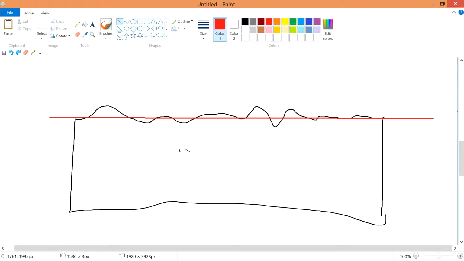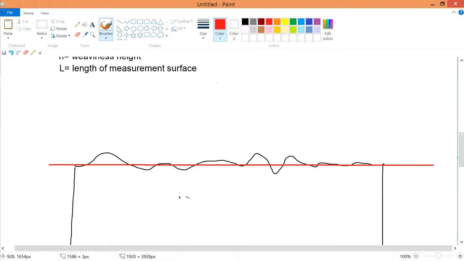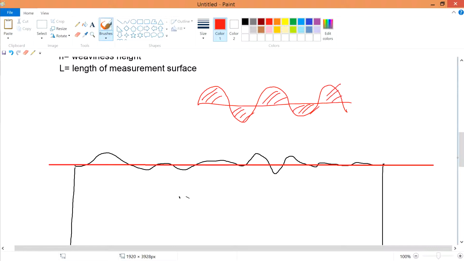Why center line average? Because imagine we have a sine wave. The center line average is actually this line, right? Because this portion will cancel out this portion, and this portion will cancel out this portion. In the end, you'll still get back the origin line. So it's using a sinusoidal electrical wave type of explanation. But at least you get to know that this is how you determine the surface of your material.